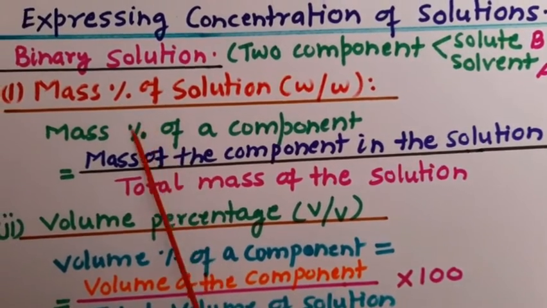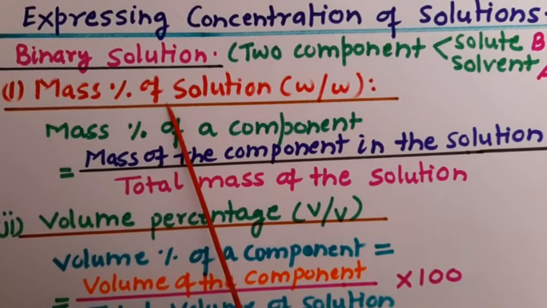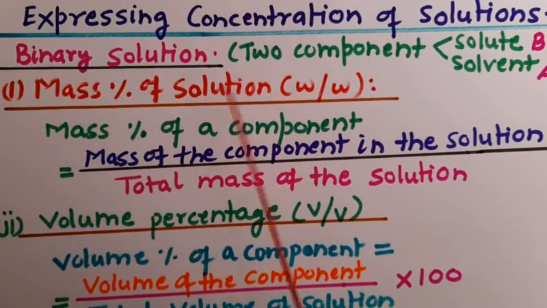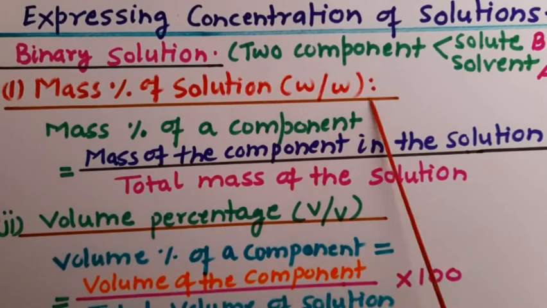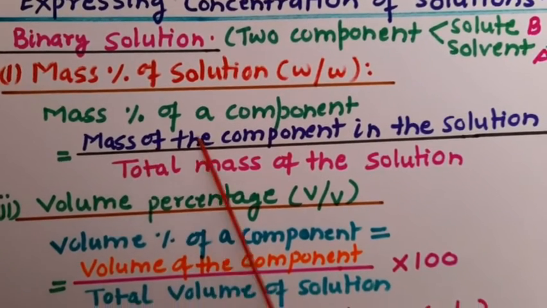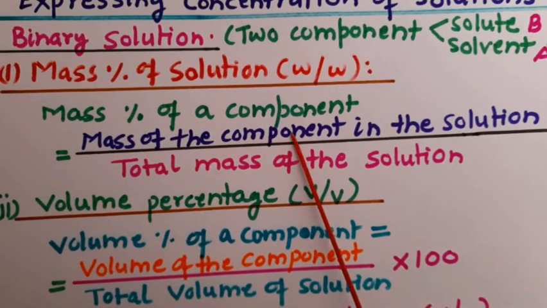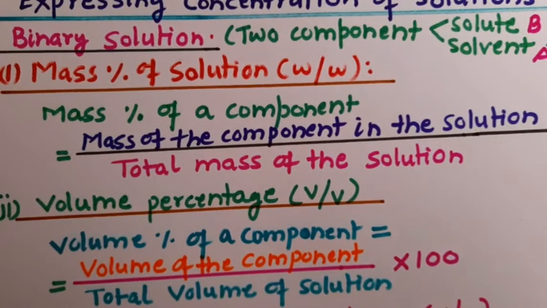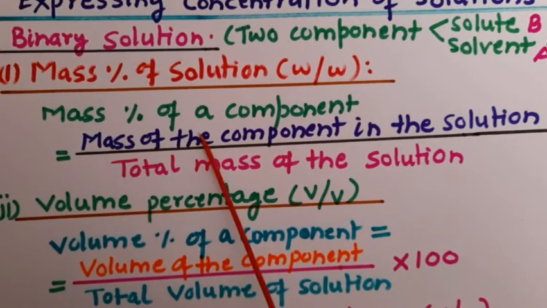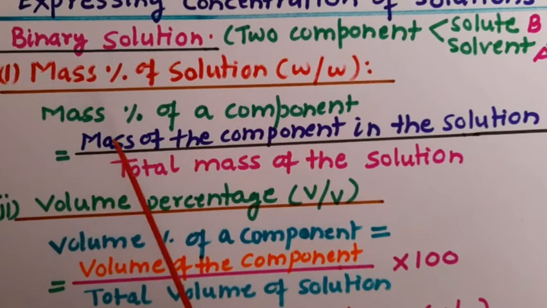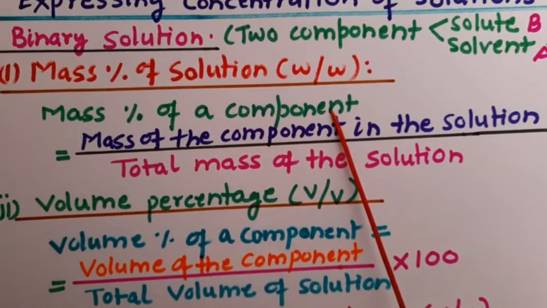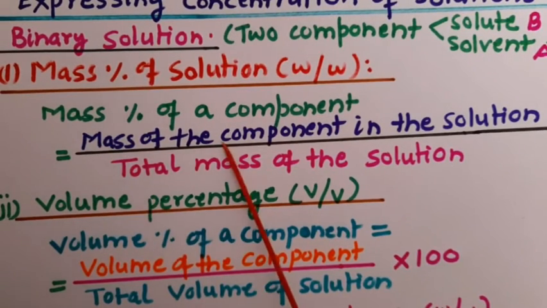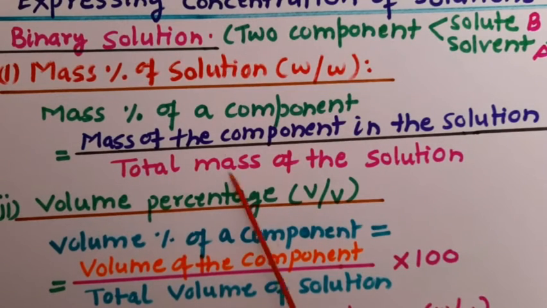The first way by which we can express the concentration of solution is known as mass percentage of the solution. That is nothing but weight by weight percentage. It is defined as the mass of one component in a solution divided by total mass of the solution multiplied by 100. So the mass percentage of a component is equal to mass of the component in the solution divided by total mass of the solution multiplied by 100.